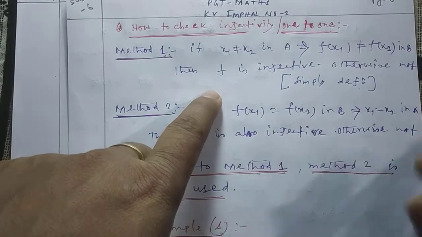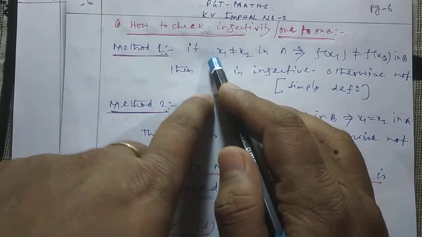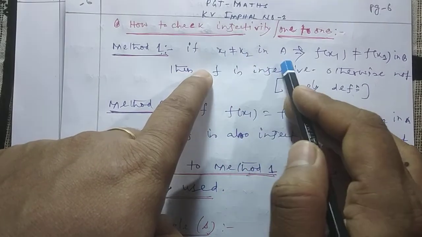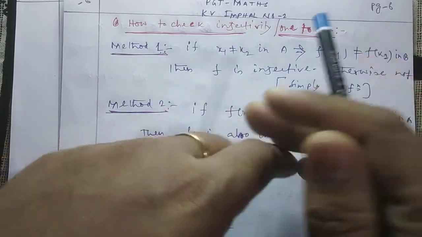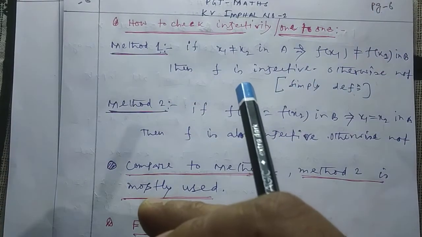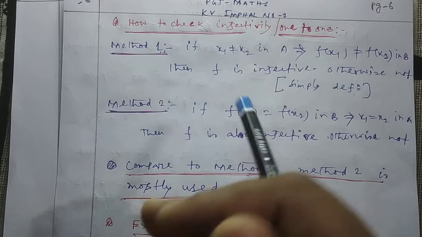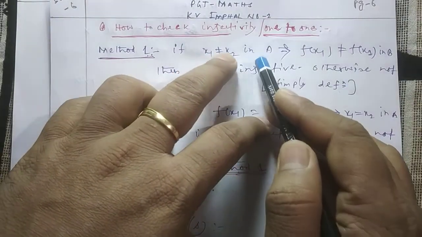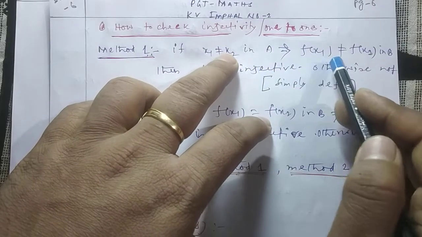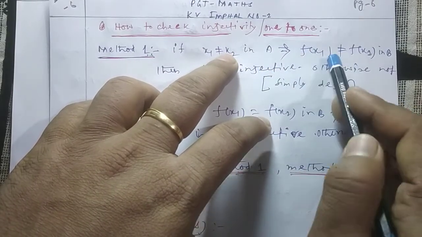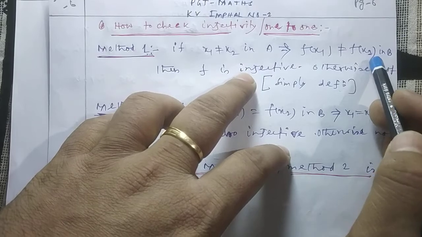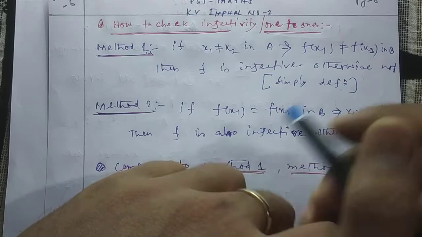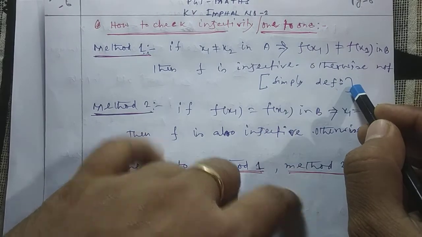It is simply the definition that we have learned right now. That means if distinct premises in A have distinct images in B, then it will be called injective. Otherwise not. Suppose, as usual, we take x1 not equal to x2 in A, but by chance we get the same images in B. Then in this case it will not be injective. That is the meaning of otherwise. It is simply following the definition. It is method 1.